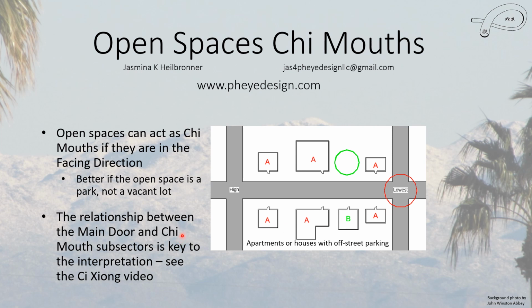Again, it's the relationship between the main door and the chi mouth subsectors, and you measure both from the center of the building or the unit. That's key to the interpretation. And if you watch my Chi Hung video, I make this pretty easy.